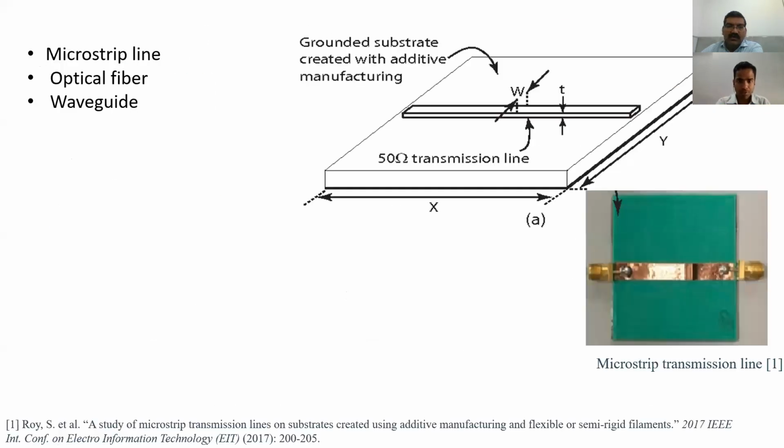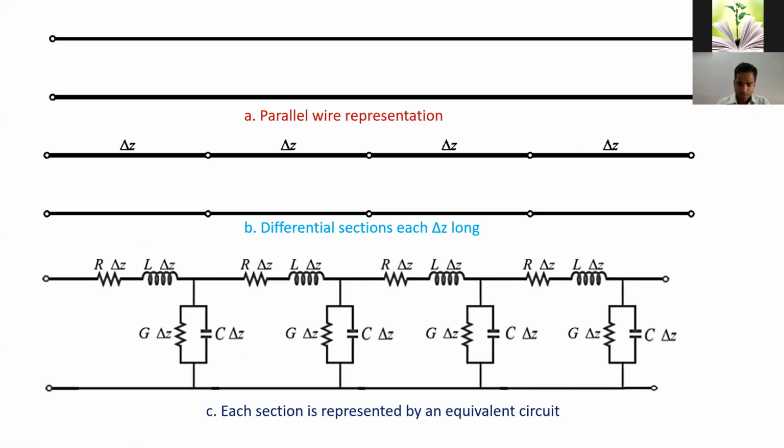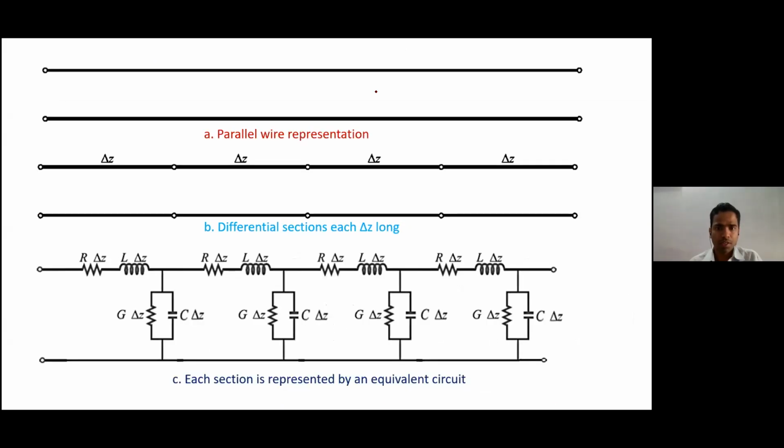This all we have seen. And last time we saw how this transmission line, basically we consider a very small subsection delta z, and we assume that the length of the subsection is tending to 0. So this assumption is clear to everyone.